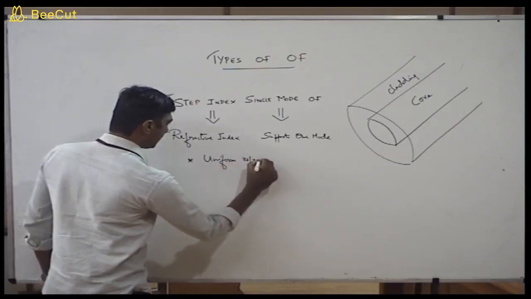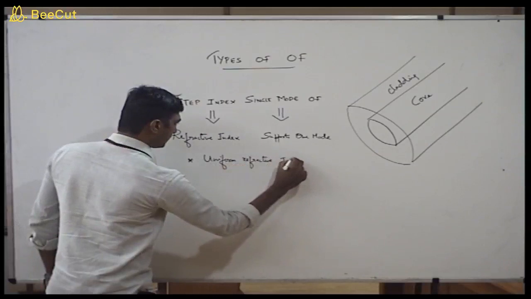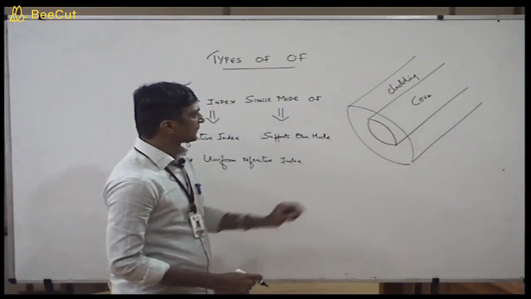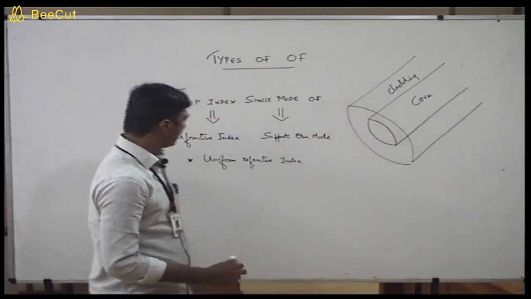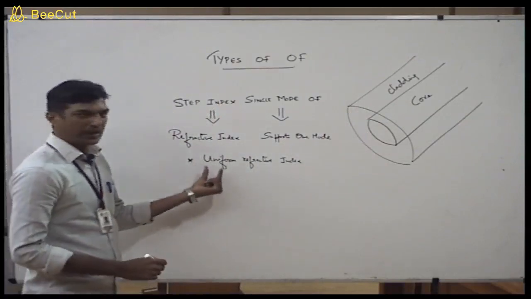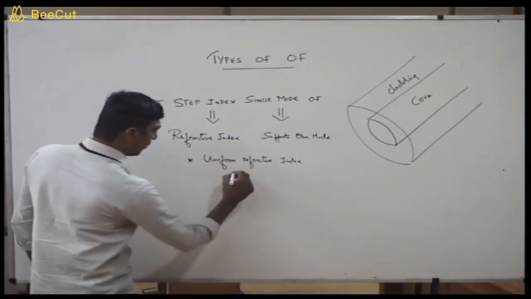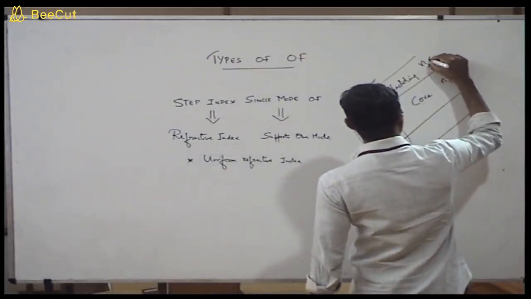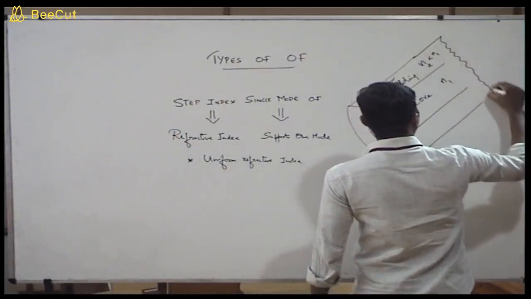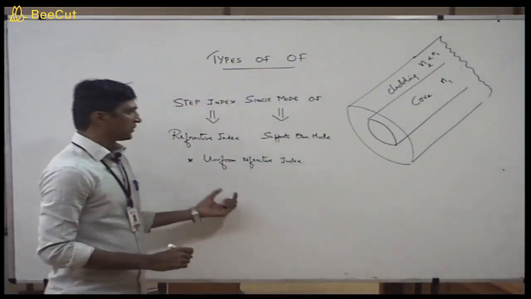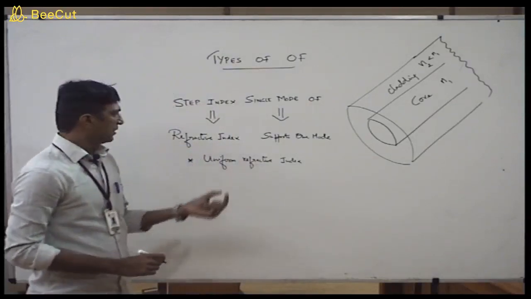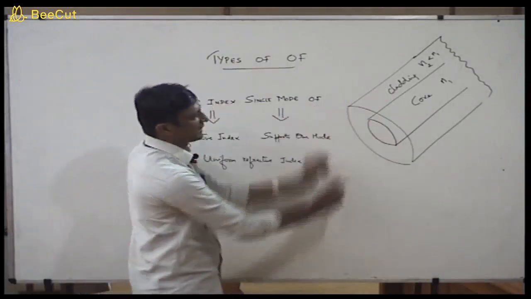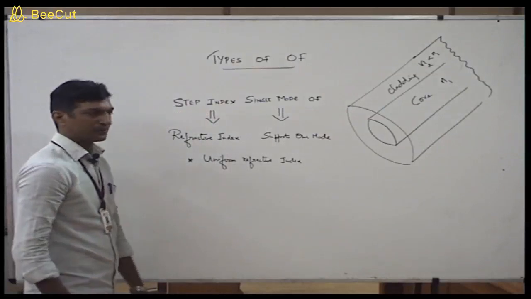Uniform refractive index throughout. So everywhere within the core region, the refractive index is the same, and everywhere within the cladding, the refractive index is the same. That is what is meant by uniform refractive index. The core refractive index is denoted by n1, and the cladding refractive index is denoted by n2, with n2 less than n1. Whether it is core or cladding, the refractive index is the same throughout each region.